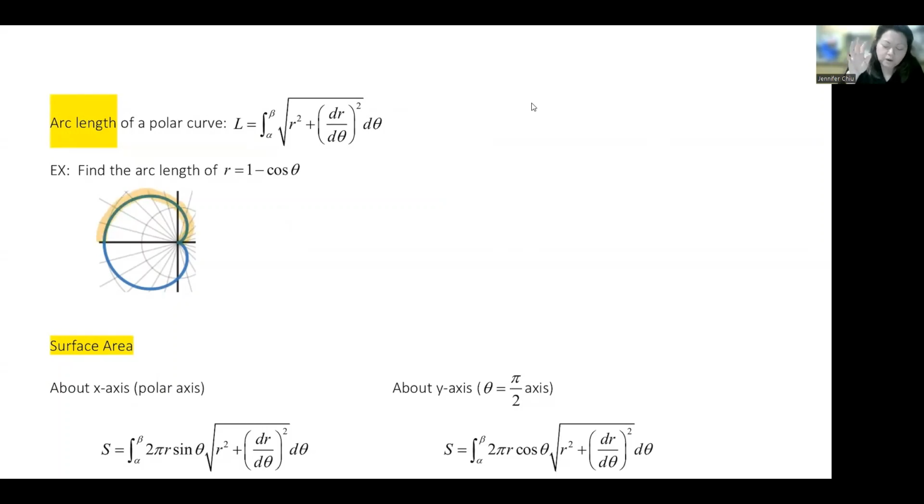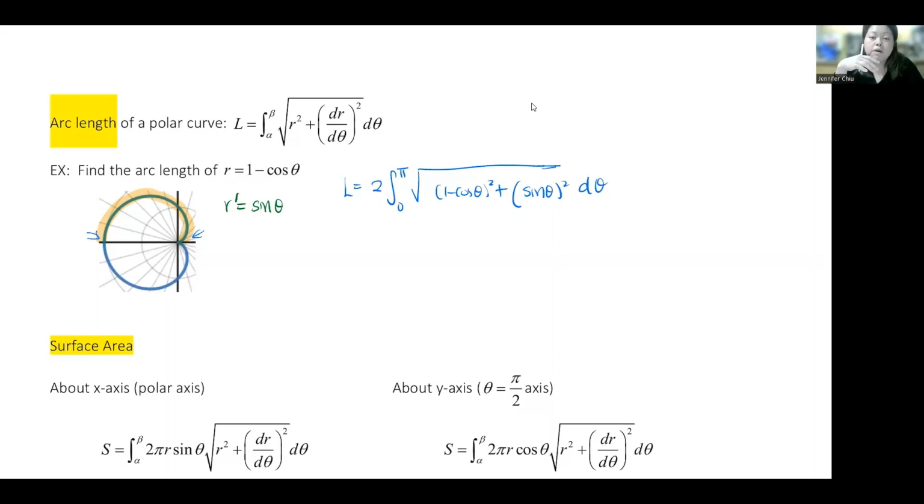Before I move on, I'm actually going to find my derivative first because I know I need to find dr over d theta. I'm going to work that out first before I plug it into my formula here. So r prime equals the derivative of 1 minus cosine theta. The derivative of cosine theta is negative sine, so that would be sine theta. Okay. So my arc length is going to be double, 0 to pi, because it goes from 0 to pi, and then the square root of r squared, so 1 minus cosine theta squared, plus your derivative now, sine theta squared, d theta.